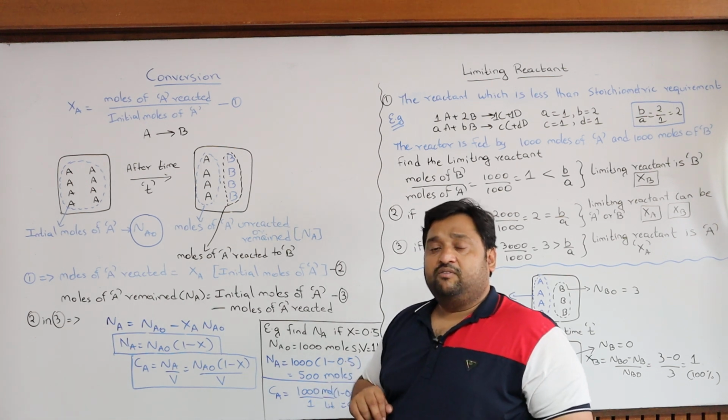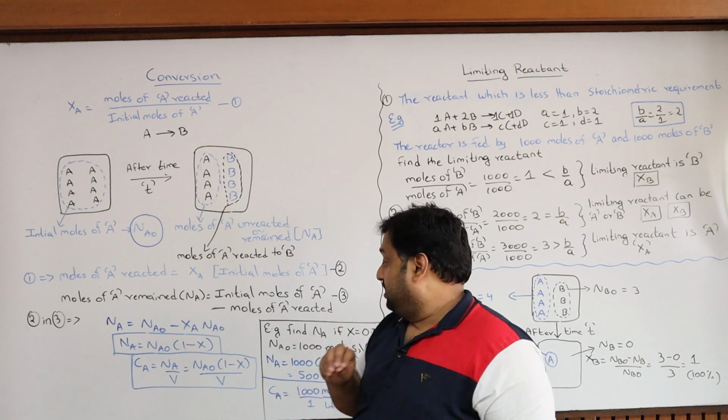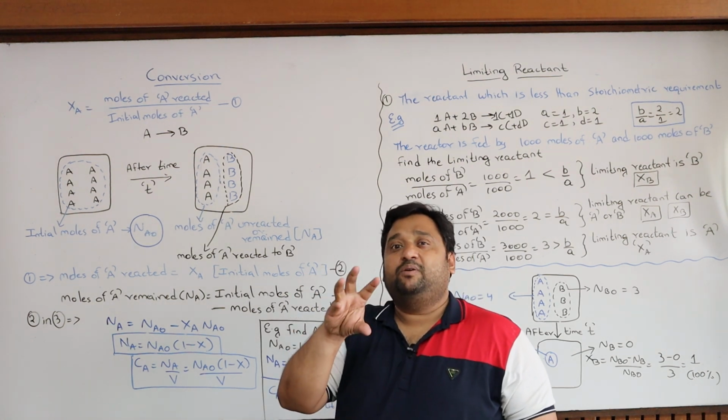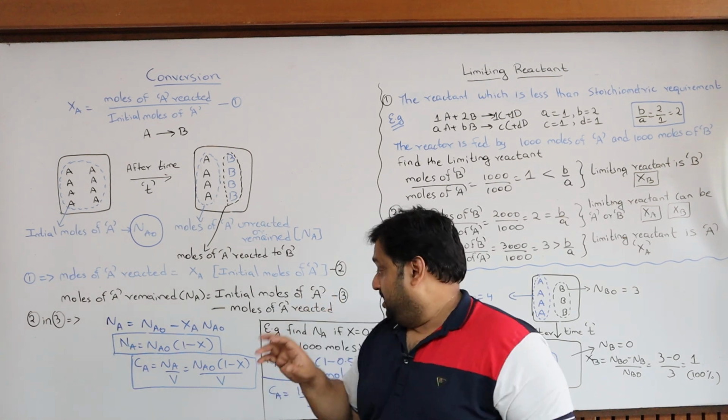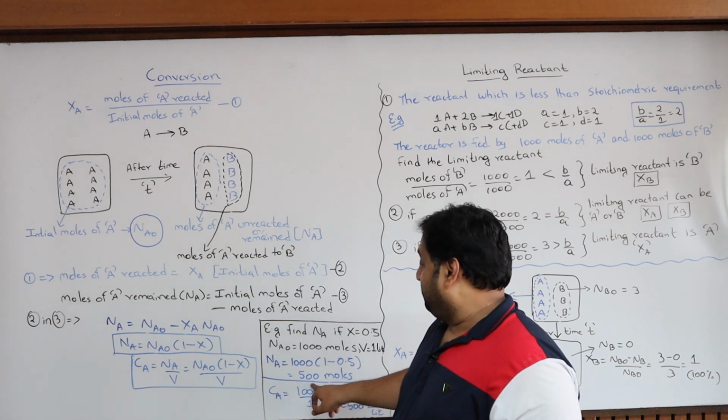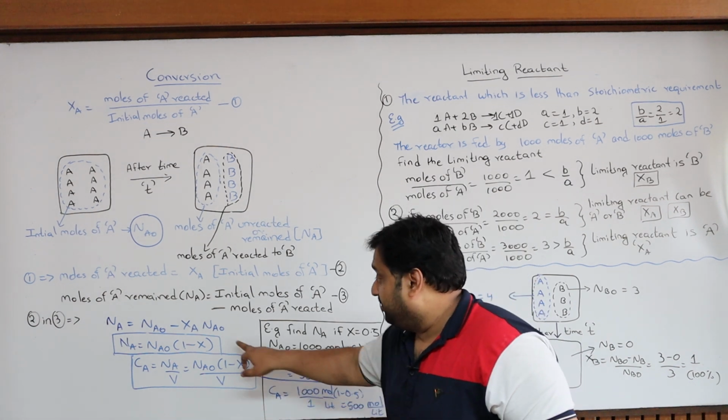That is, conversion is 50%, means initial moles is 1000. That means out of this 1000, only 50% of the moles of A got reacted. That means how many moles of A still remained in the reactor is nothing but 500 moles, which can be calculated with this equation.